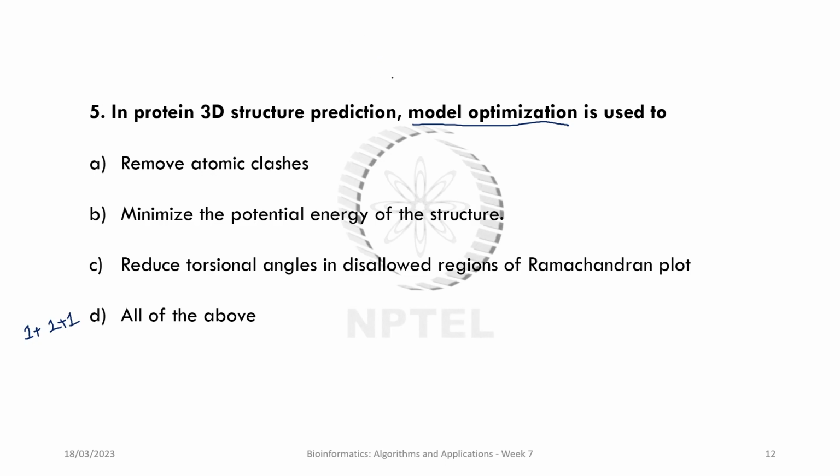So, can we all agree that at this stage of model optimization, all three processes, removing atomic clashes, minimizing the potential energy of the entire structure, and reducing the torsional angles in disallowed regions of the Ramachandran plot, are all part of model optimization? Right? So, the correct answer is all of the above.